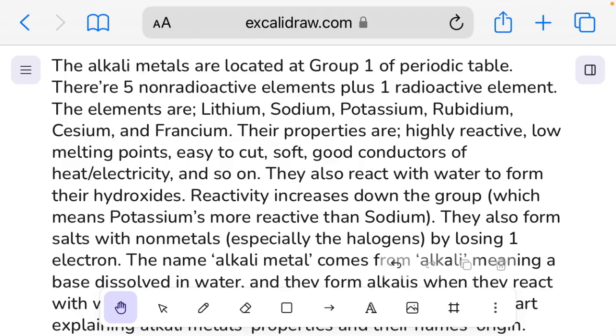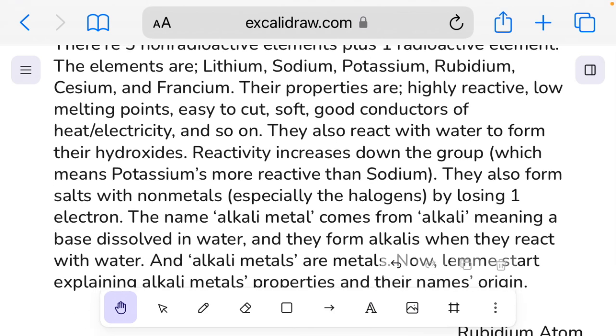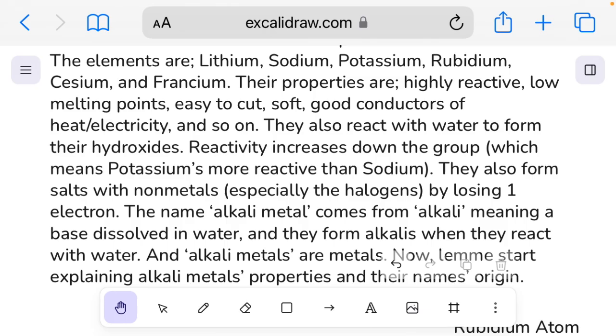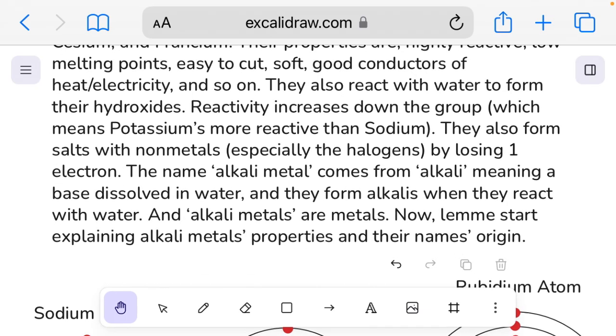Reactivity increases down the group, which means potassium is more reactive than sodium. They also form salts with nonmetals, especially the halogens, by losing 1 electron. The name alkali metal comes from alkali, meaning a base dissolved in water, and they form alkalis when they react with water. And alkali metals are metals. Now, let me start explaining alkali metals' properties and their names' origin.